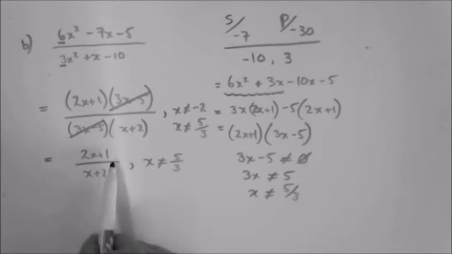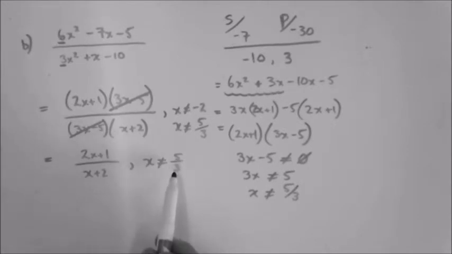If I was going to graph this expression and set y equals this, you'd end up with a vertical asymptote at negative 2, and a gap at 5 over 3.